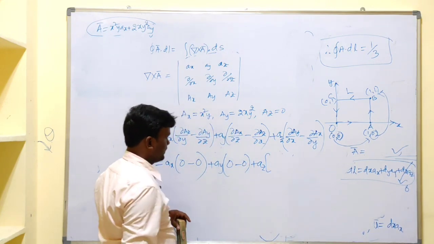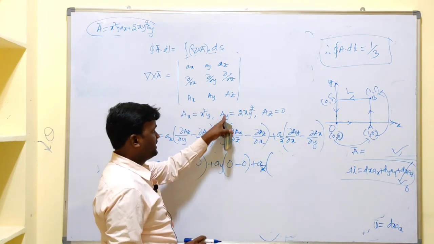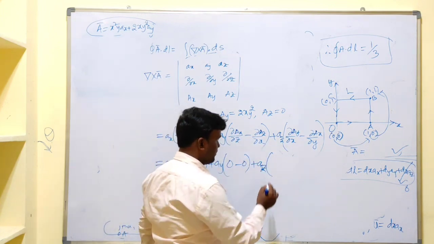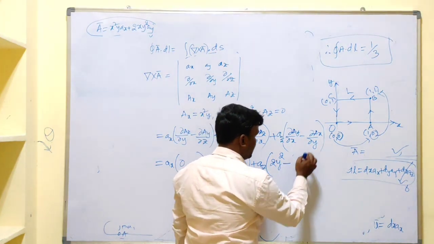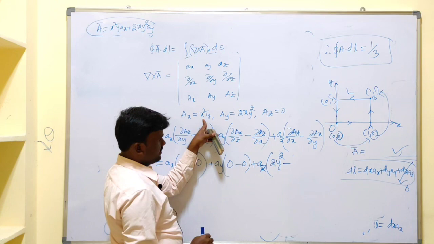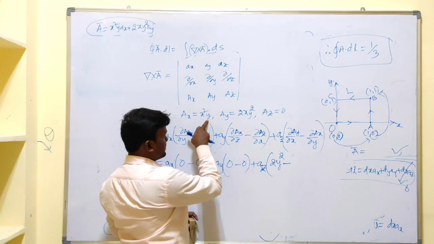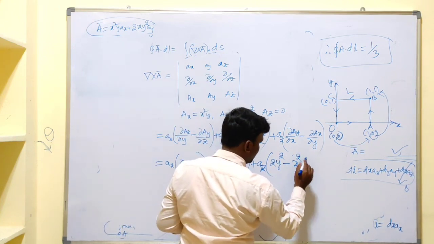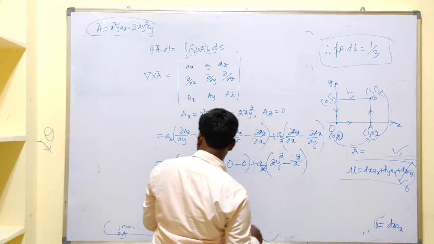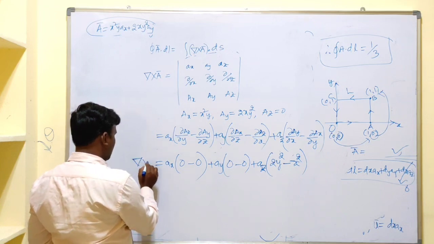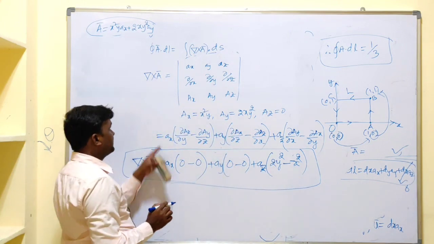Last one, plus az into ∂ay/∂x. Ay is this one, partial differentiation with respect to x gives 2y square. And minus the x component, ∂ax/∂y, where ax is x square y. The partial differentiation with respect to y, x square is constant, differentiation of y with respect to y gives 1. So that's why 2y square minus x square. This is all about del cross A bar.